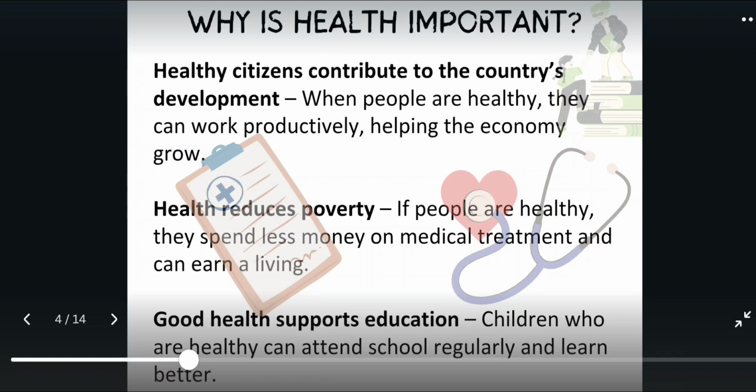Health reduces poverty. If people are healthy, they spend less money on medical treatment and can earn a living. As simple as that, isn't it? When we fall sick or have any kind of medical condition, we tend to spend a lot of money on medical bills or on things we buy to treat ourselves, which isn't wrong. But if we take care of ourselves, I'm sure there wouldn't be any need to spend money on health.